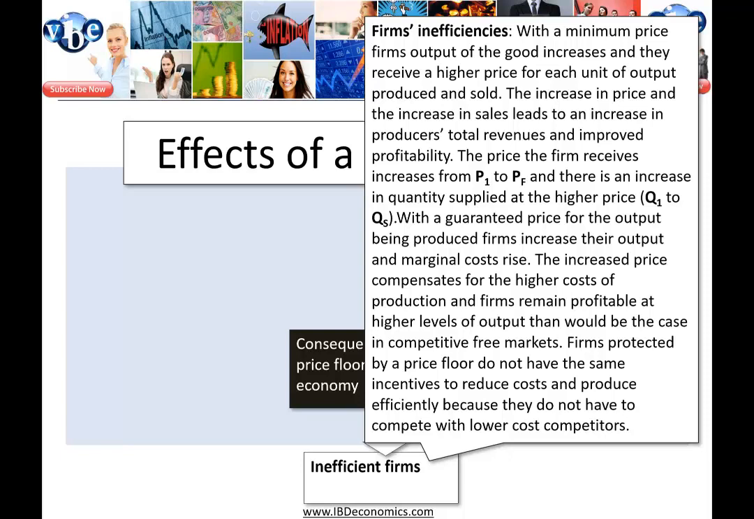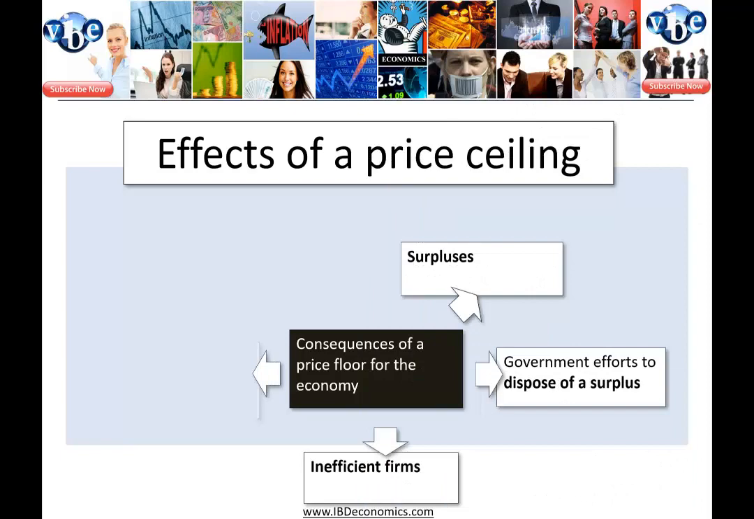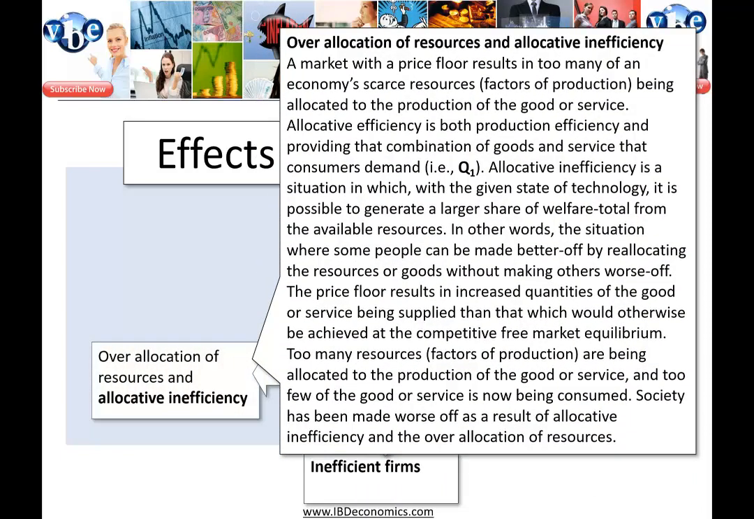Firms protected by a price floor don't have the same incentives to reduce costs and produce efficiently because they don't have to compete with lower cost competitors. Now, there's an over-allocation of resources and allocative inefficiency in the market. So the price floor results in increased quantities of the good or service being supplied than that which would otherwise be achieved at the competitive free market equilibrium. So too many resources, those scarce factors of production, are being allocated to the production of this good or service, and too little of the good or service is now being consumed.